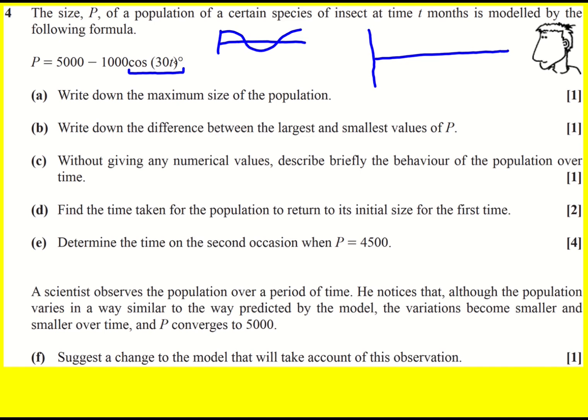When t is 0, we're going to get 4,000. And then as t increases, cos is going to decrease and the population is going to go up. So it's going to end up looking a little bit like this.